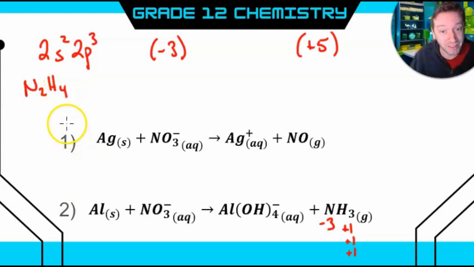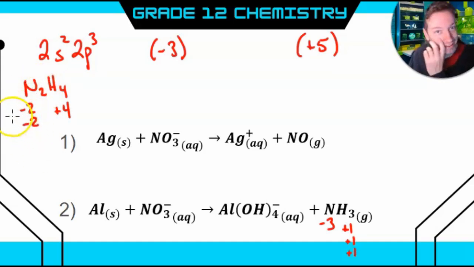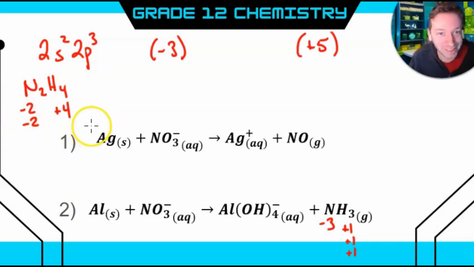This is a possibility. Here we have a total charge on hydrogen of +4, +1 for each hydrogen atom. And then we have 2 nitrogens that need to balance, so they'll each have to be -2 to balance. So here we have an example of nitrogen having an oxidation state of -2. It can also be -1, which is typically found in organic compounds.